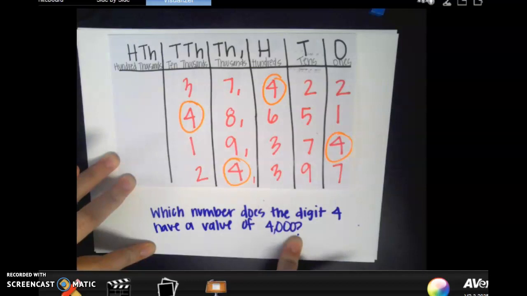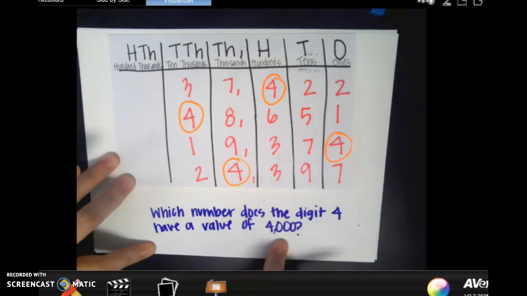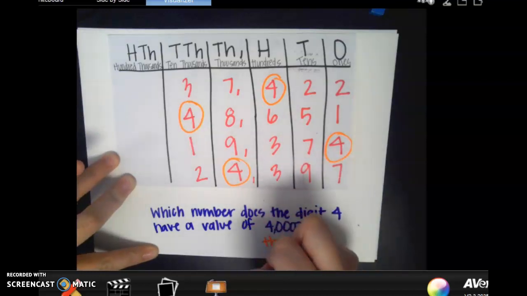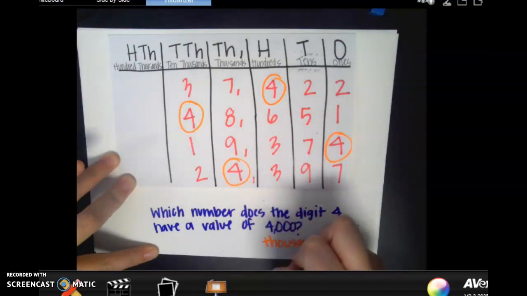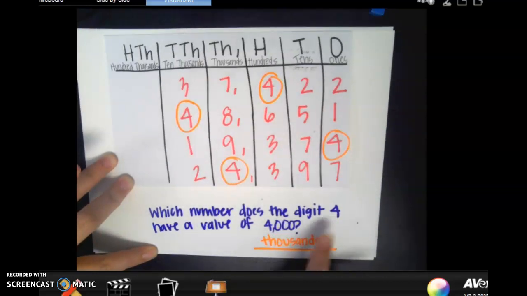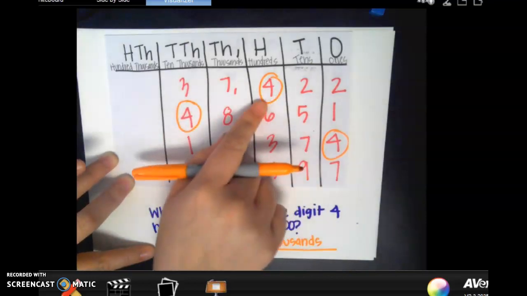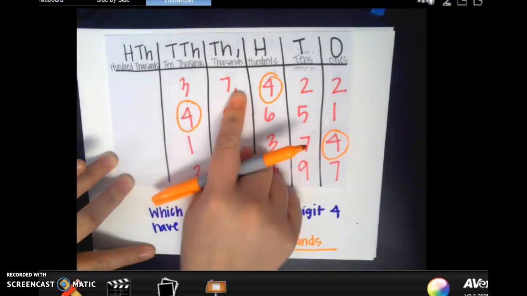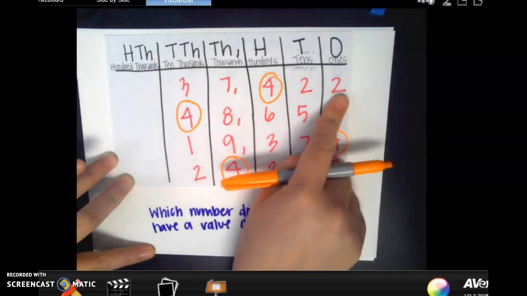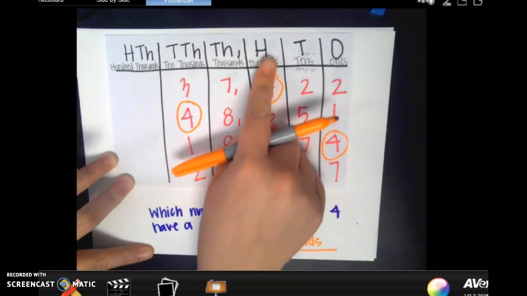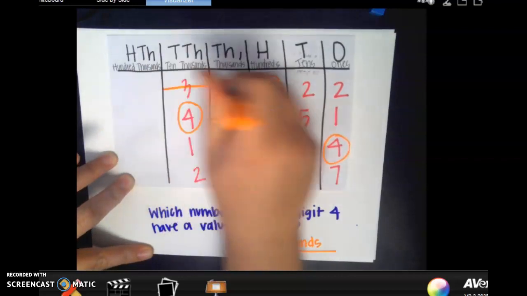Well, if it has a value of 4,000, then it's going to be in the thousands place value. So I'm going to write that down here. I know that my digit 4 needs to be in my thousands place value. So let's look at our first number, 37,422. The 4 is in the hundreds. That's not going to be my answer.